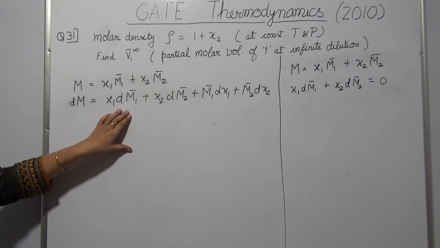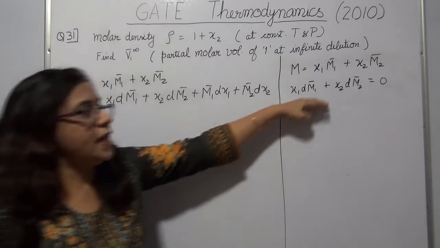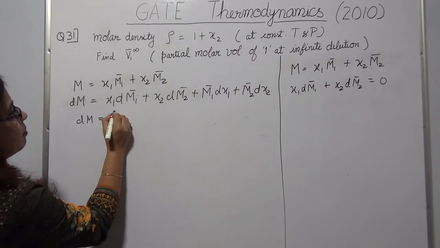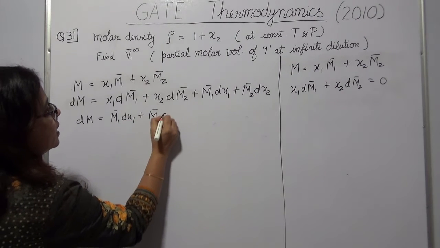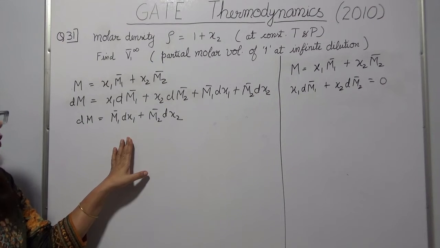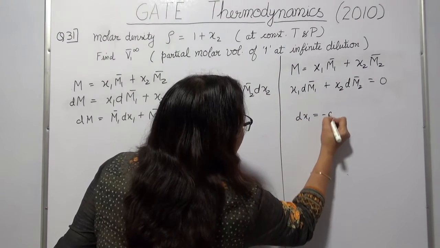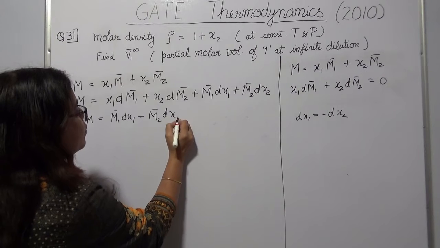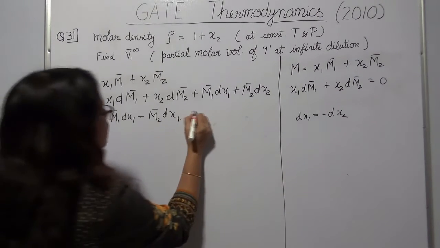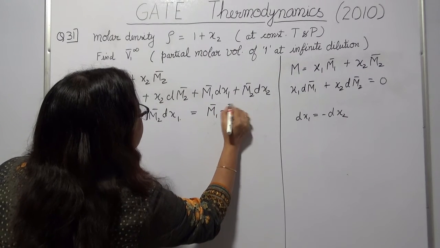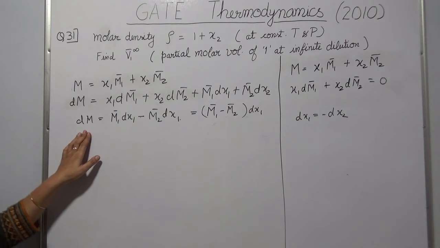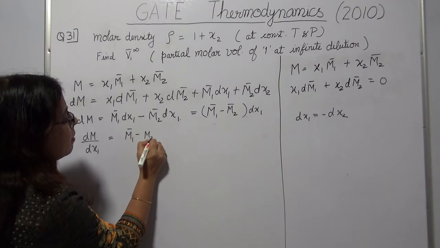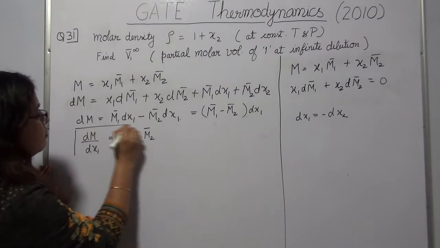Now what you observe over here is that x1 dm1 bar plus x2 dm2 bar is equal to 0 from your Gibbs-Duhem equation. So what you are left with is dm is equal to m1 bar dx1 plus m2 bar dx2. Since this is a binary solution, I know that dx1 is equal to minus dx2, so instead of dx2 I can write minus dx1. Since dx1 is common, I will take it out. So m1 bar minus m2 bar times dx1 is equal to dm, or dm by dx1 is equal to m1 bar minus m2 bar. Okay, so this is one equation which we will use.